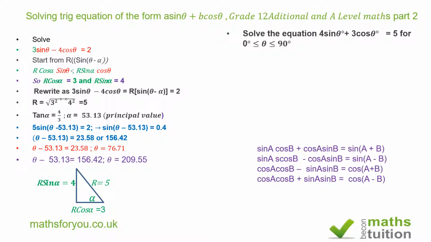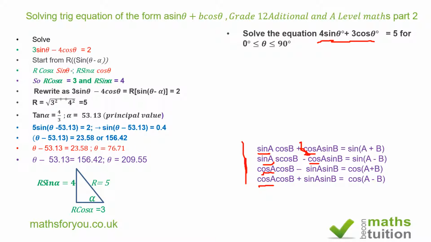It says solve the equation 4 sine theta plus 3 cos theta is equal to 5 for theta values between 0 and 90 degrees. Now, you have to decide which of these here you're going to use. I got sine theta plus cos theta. Now, sine theta, that's minus there, so that's no good. I've not got sine theta there, so that's no good either. I've not got sine theta there, that's no good. So it's got to be this one here, sine A plus cos A. So I got the plus sign there.